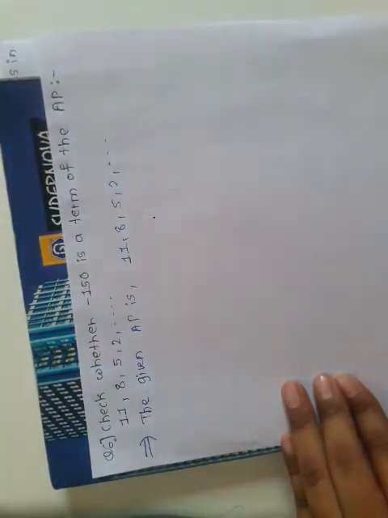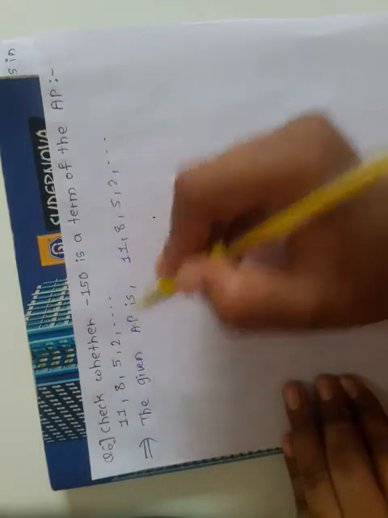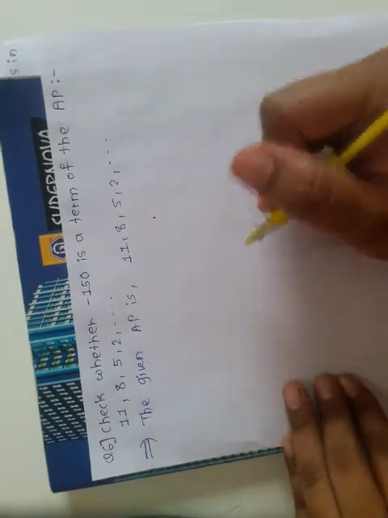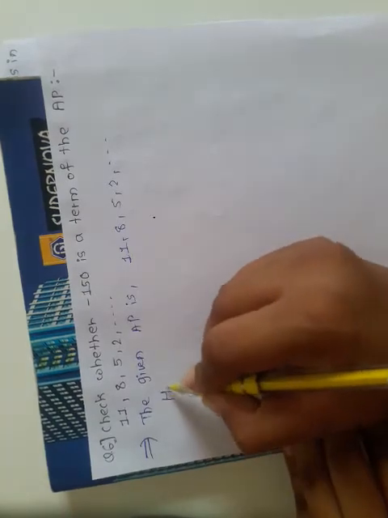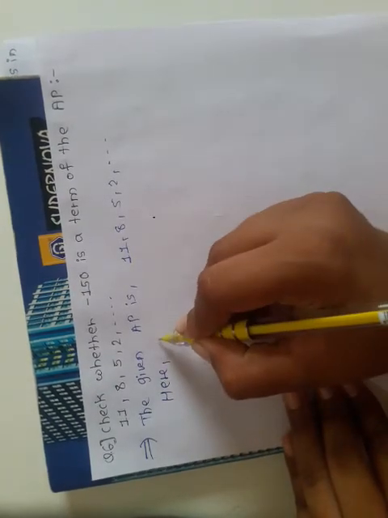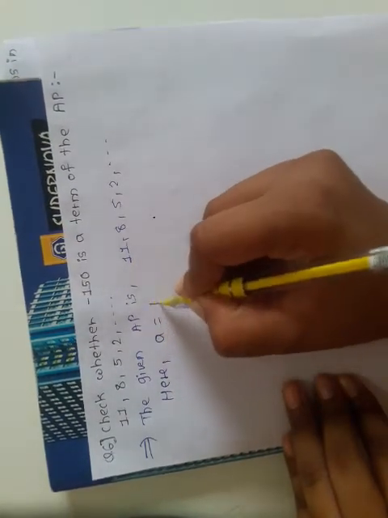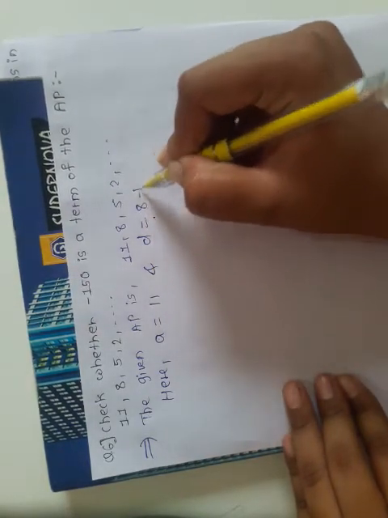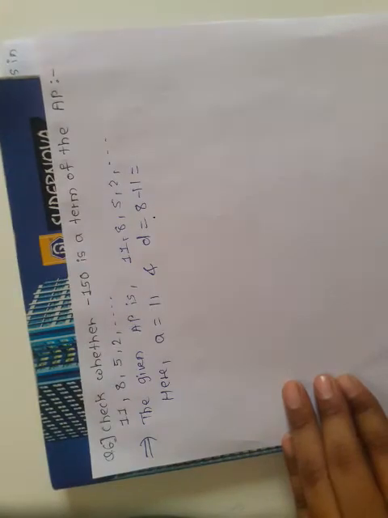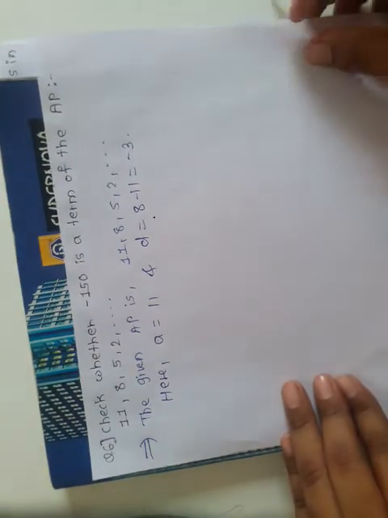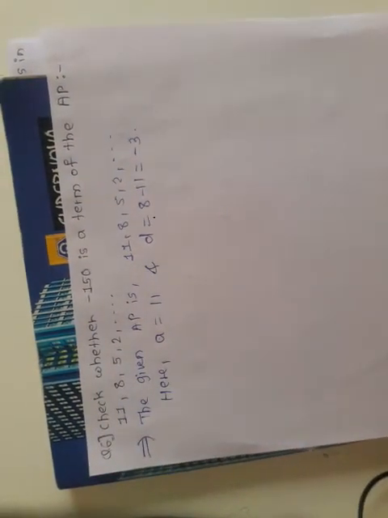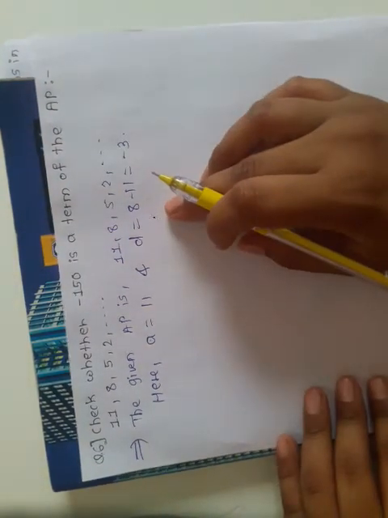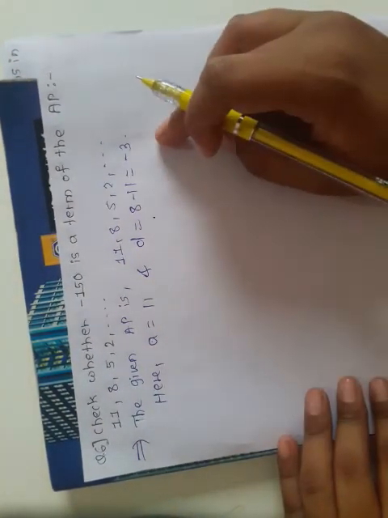11, 8, 5, 2, dash dash. Okay, so in this AP, what is given? The first term is given to us and the common difference d is given to us. So write down here: first term a is equal to 11 and d is equal to 8 minus 11, which is equal to minus 3. Okay, so a is known to us and small d is known to us. So a is 11 and d is equal to minus 3.